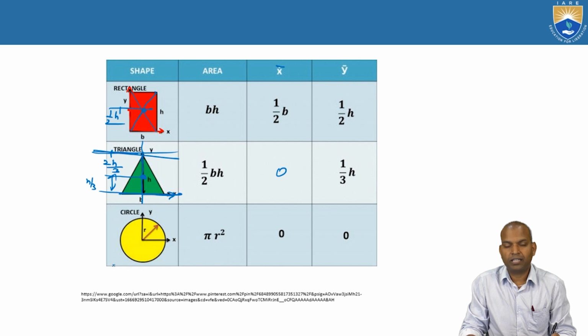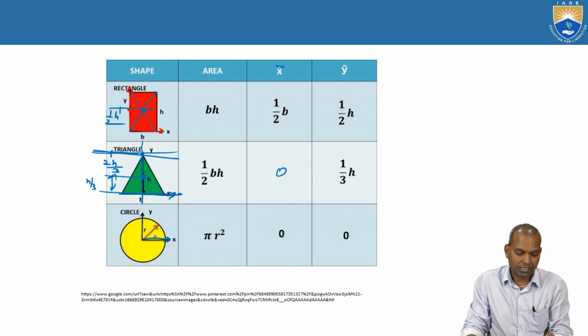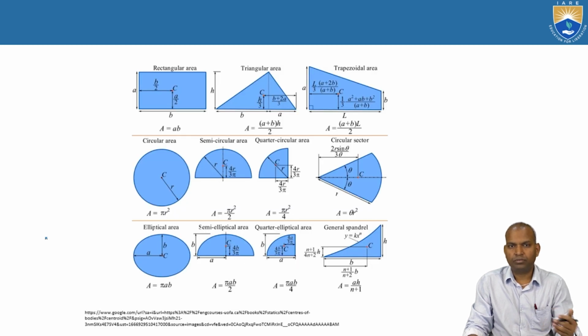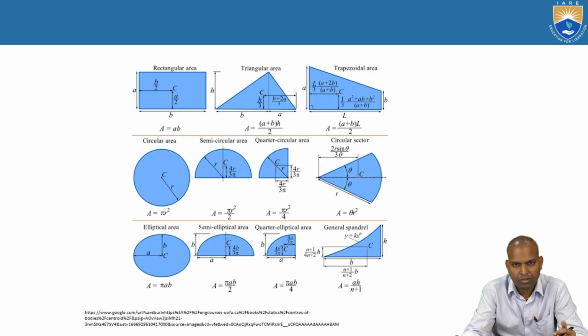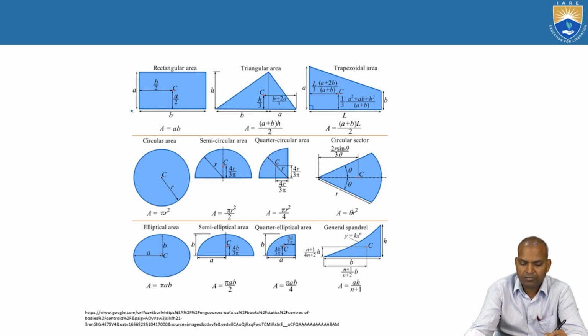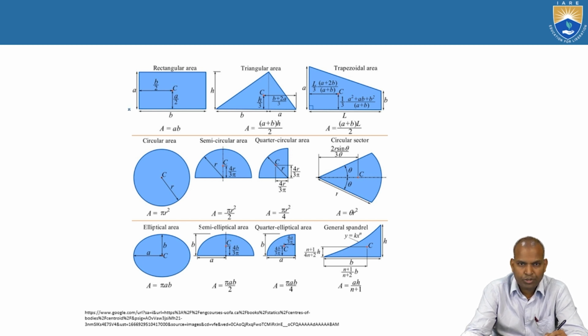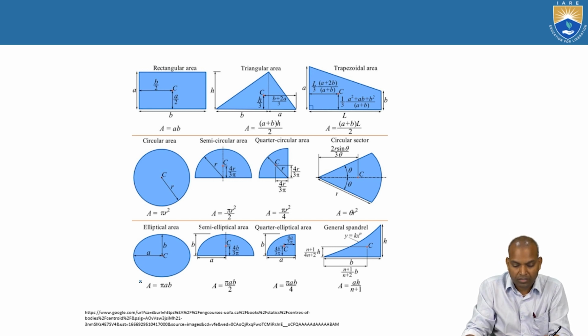Now, if we consider a circle, the reference axes x and y pass through the centroid, so bar x and bar y are 0. Thus, we can find the coordinates of the centroid, bar X and bar Y, with reference to the reference axes. There are certain figures such as the rectangular area, triangular area, trapezoidal area, circle, semicircle, quarter circle, circular sector, general spandrel, quarter-elliptical area, semi-elliptical area, and elliptical area.